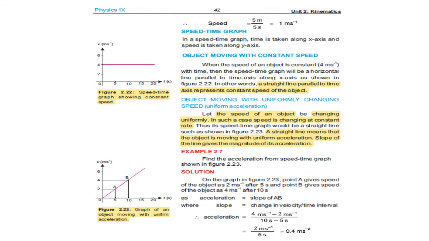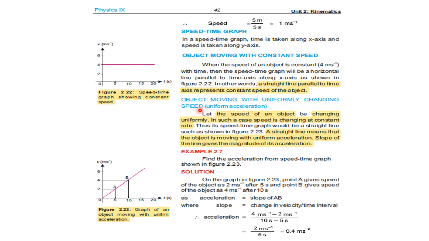Now come to the point, page 42. Object moving with constant speed. Please mark the last line. A straight line parallel to the time axis represents constant speed of the object. Please mark figure 2.22, speed time graph showing constant speed.